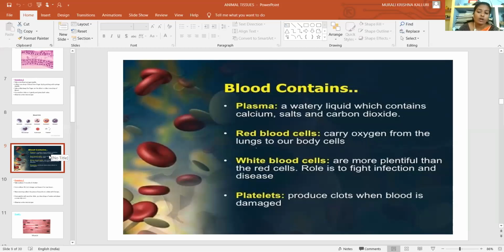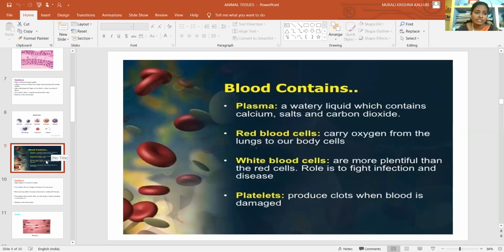It carries the oxygen from our lungs to our body parts. Next one, white blood cells. The white blood cells are also called leukocytes. They fight infection and disease.